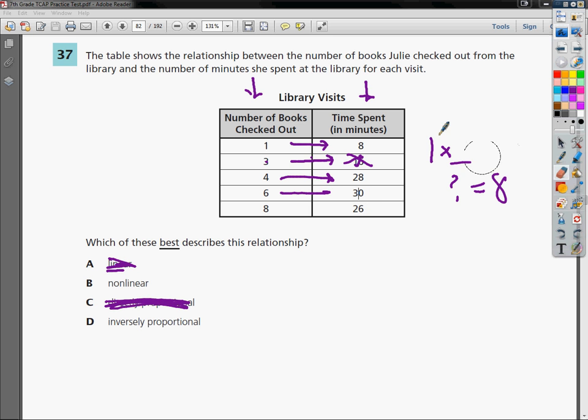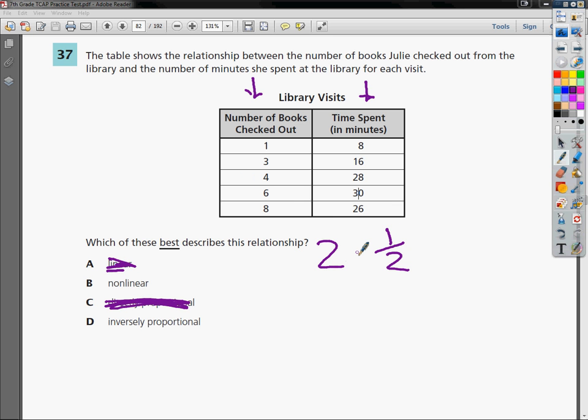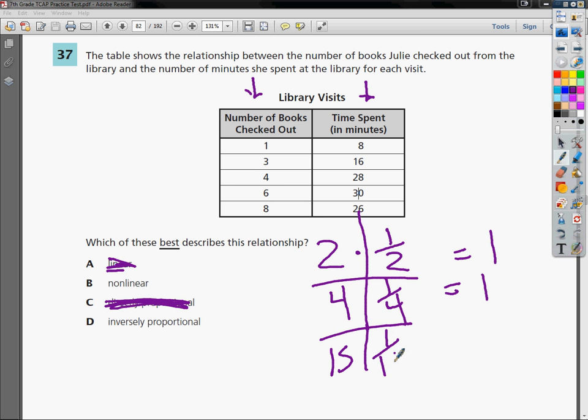The next type we have to think about is inverse. Inverse relationships mean if you multiply the number in column 1 by the number in column 2, you'll get the same number every time. A really common one would be like if 2 is in the first column and the second column had half, so this is what our columns looked like. Well, 2 times 1 half is 1, and say the next one was 4 and 1 fourth. Well, 4 times 1 fourth is 1, and then 15 and 1 15th, and that also shockingly gives you 1, because you're basically eliminating the top and the bottom, and all you're left with is the 1. That's an inversely proportional relationship.